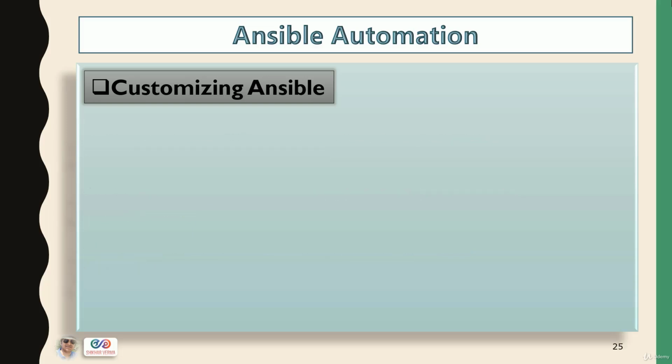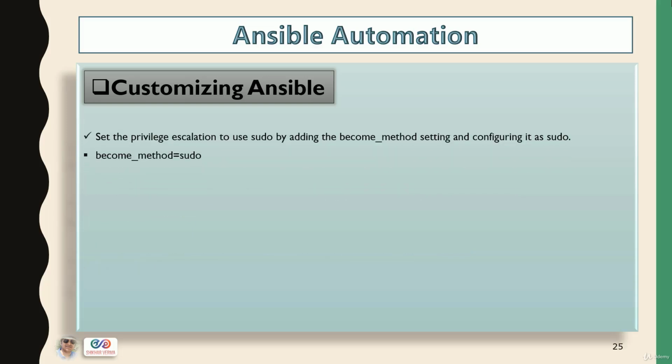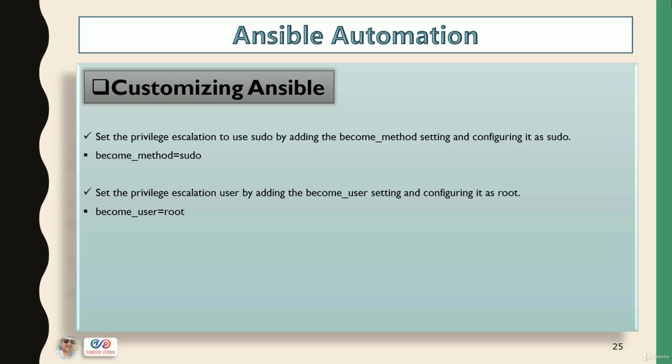So suppose I have used become is equal to true. Now we have a few more entries, like become underscore method. What method do you want to use to become? I want it to use the sudo method. And what user do you want it to become? I want it to become the root user. So here are three things. First, it is going to elevate its privilege, and for that it is going to use the sudo method. And what user is it going to become? I want my normal user S Verma to become the root user.